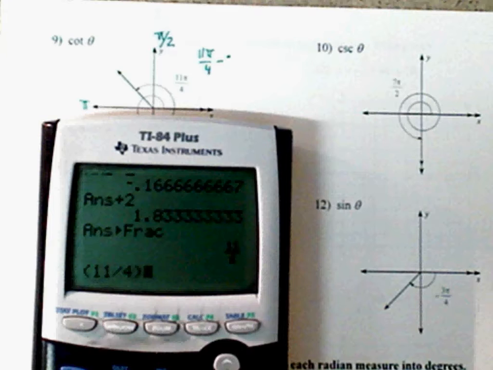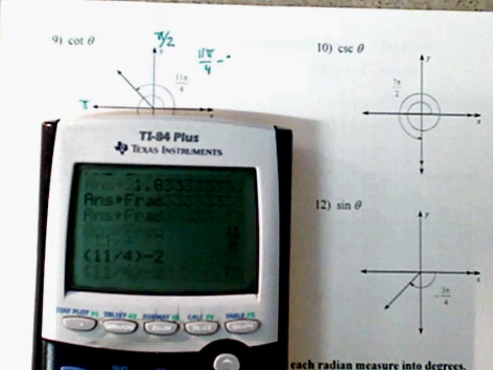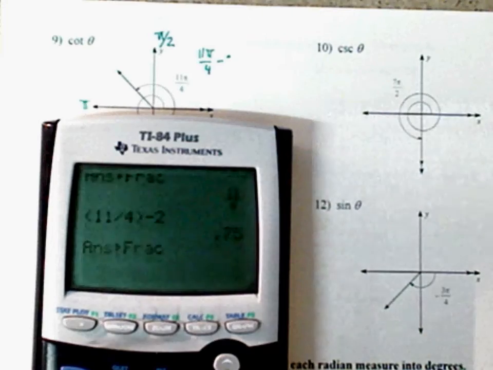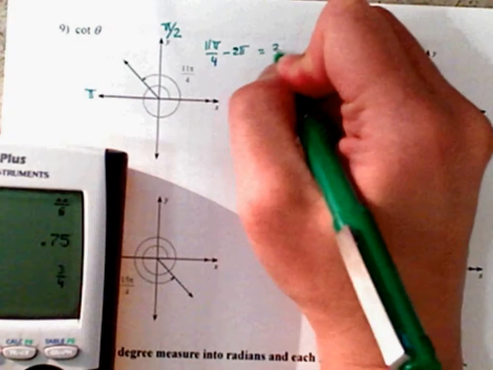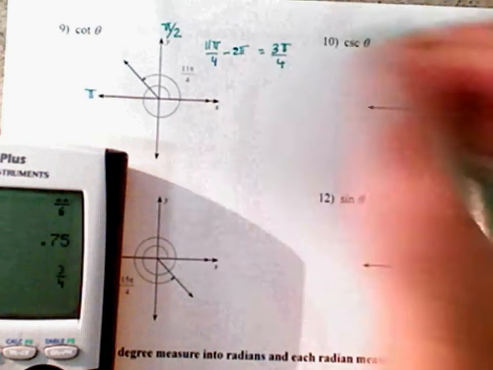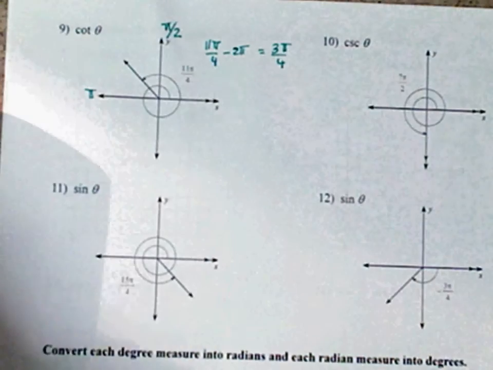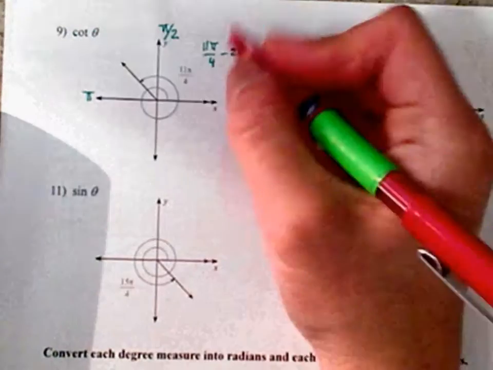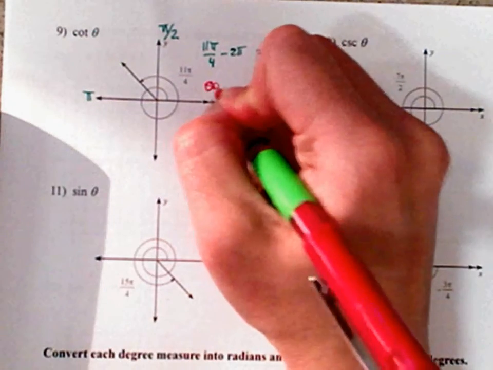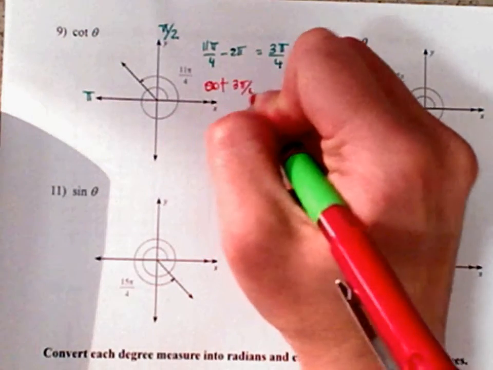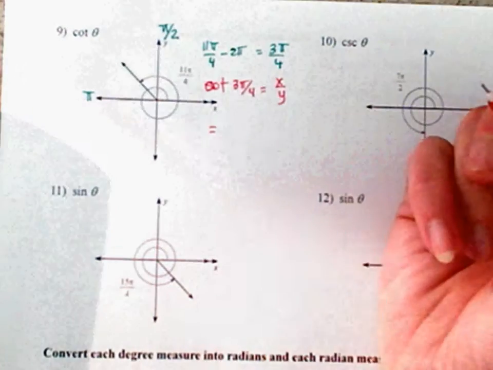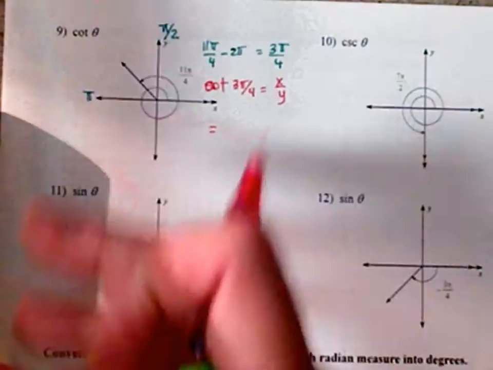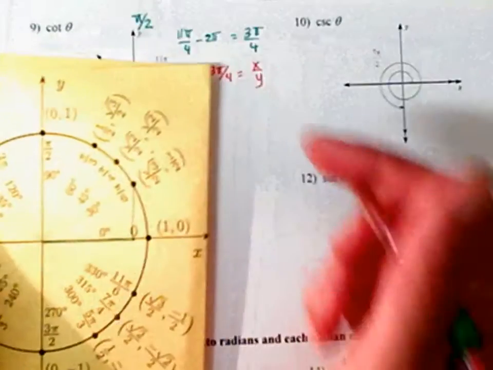11 divided by 4 minus 2. So that is the same thing as 3 pi over 4. Okay. So, guess what you have? You have a cotangent of 3 pi over 4, and cotangent is always your x over your y. So let's take a look. What is your x value at 3 pi over 4?